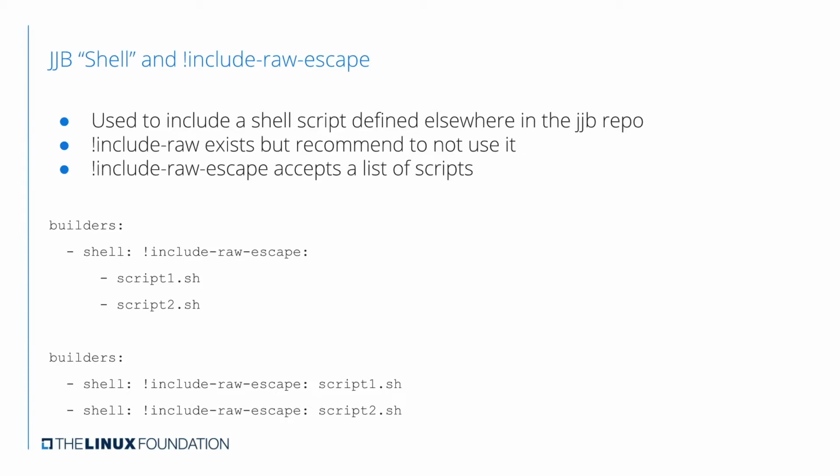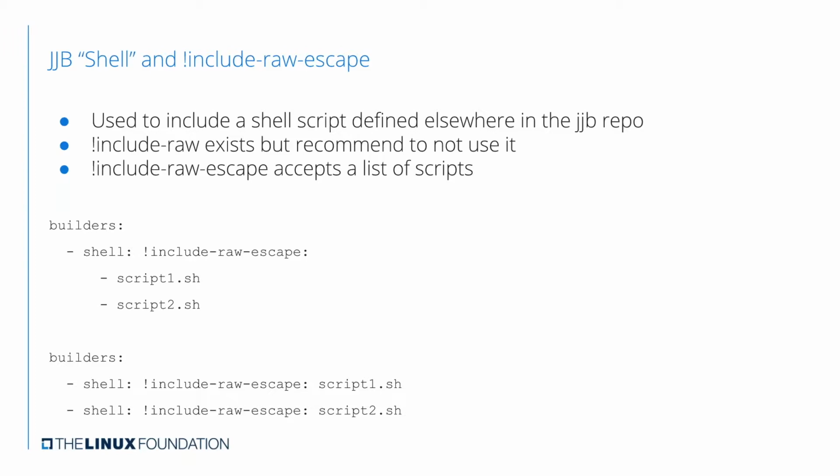And that last example showed that there was an include raw escape, right? So the way you basically tell JJB, I want to bring in this text file directly into this location, is you basically say, I want to include the raw and escape it. Now, there is actually an include raw syntax, but as stated here, you don't generally want to use it. It's only used in very specific cases.